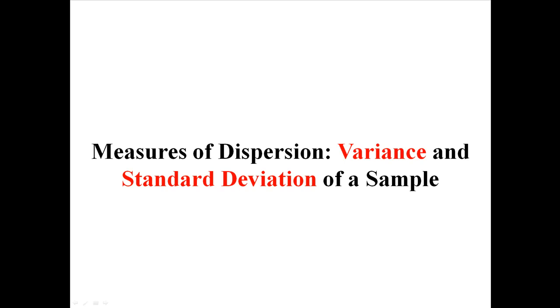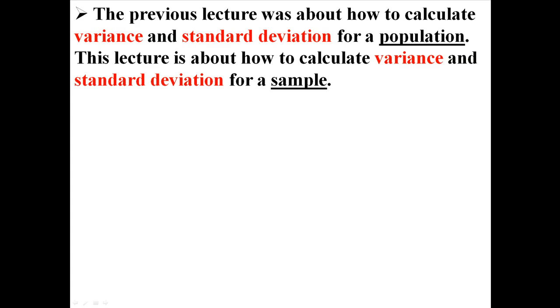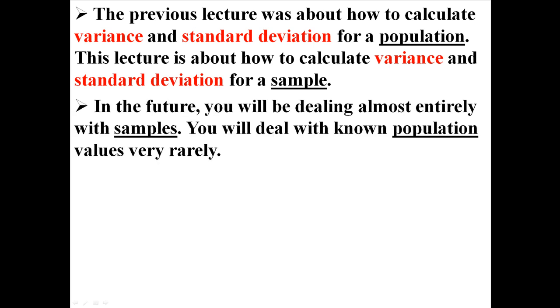This lecture is on how to calculate variance and standard deviation for a sample. In the previous lecture, I talked about how to calculate variance and standard deviation for a population. This lecture is almost exactly the same, except now I'm talking about calculating variance and standard deviation for samples. In the future, you'll be dealing with almost entirely samples. You'll only know population values very rarely.